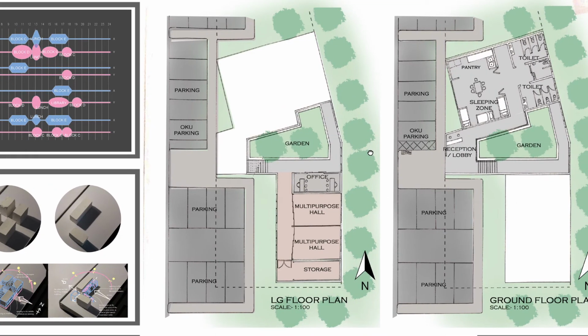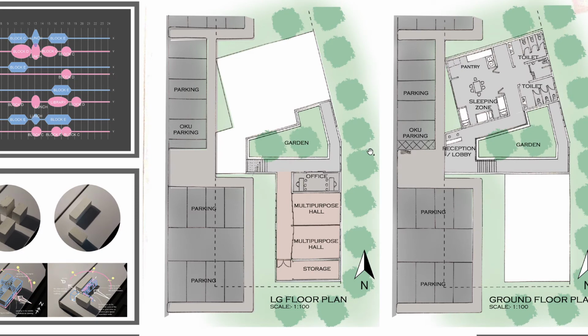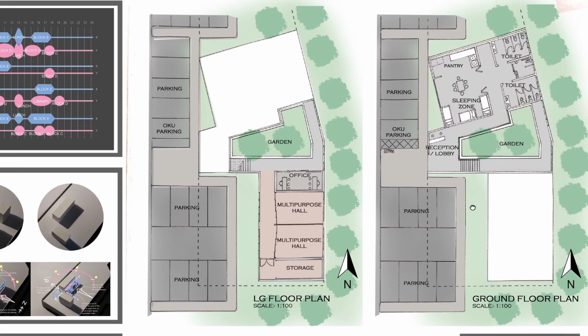And now for my plan. First of all, for the ground floor plan, after you walk past the road, you have this drop-off area, and then when you enter the room, you first enter the reception / lobby zone. After that, you will walk over here, and you will see a pantry and sleeping area on one side, and the toilet on the other side.